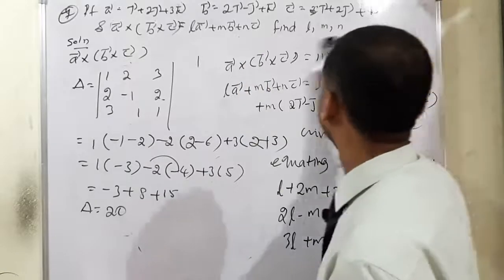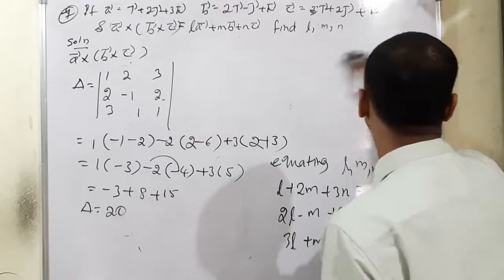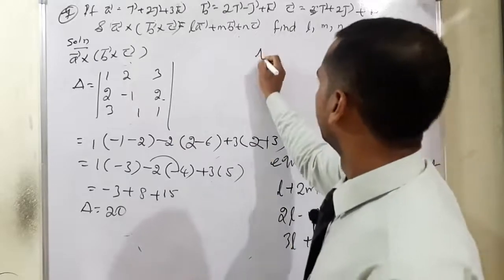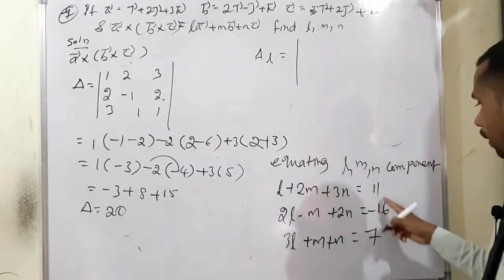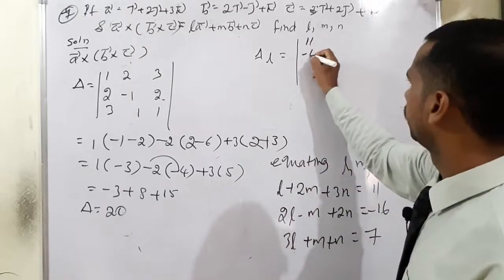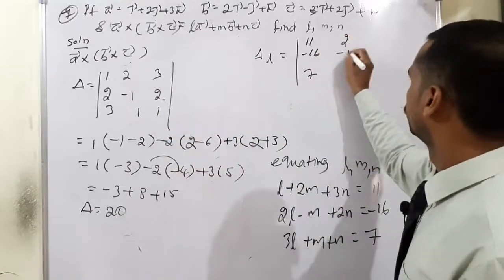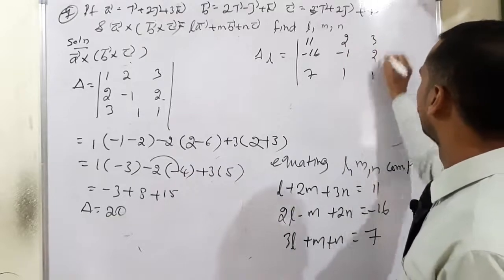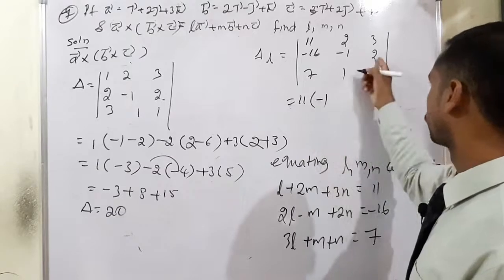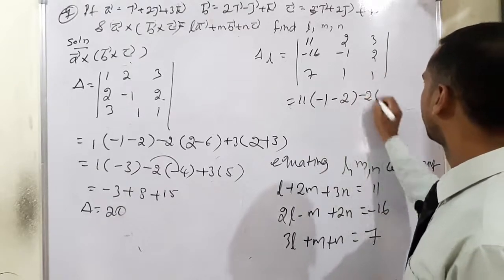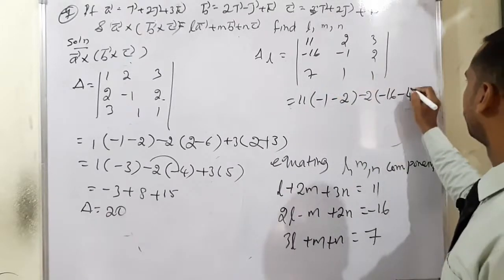So condition del L. Del L means the L column, instead of L we apply 11, minus 16, positive 7, and the remaining columns are 2, minus 1, 1 and 3, 2, 1. Simplify now: 11 into minus 1 into minus positive 1 means minus 1, 1 into 2, minus 2, again minus 2 means minus 16 into 1, minus 16, 7 2s are 14, but minus 14.